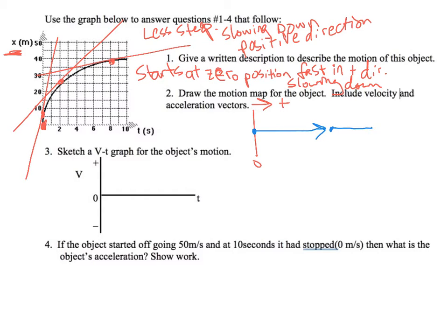Not as fast. 2 seconds later, how fast was it? Not as fast. 2 seconds later, how fast was it? Not as fast. And then 2 seconds later, how fast was it? It wasn't moving. Oh, look at that. 2, 4, 6, 8, 10, 10 seconds. That's what our graph shows. And that's what we see on the motion map.